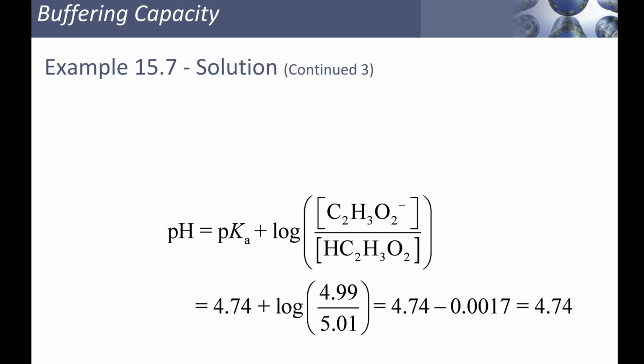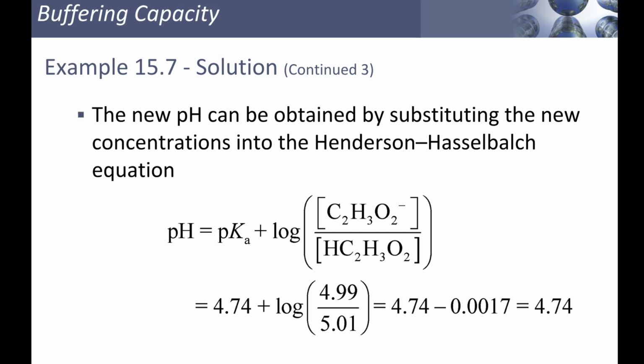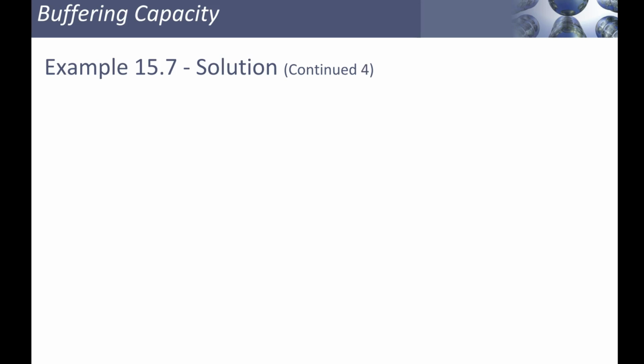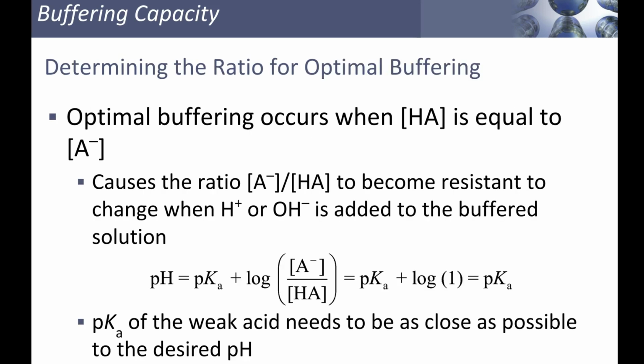Which one's the buffer? The buffering solution is your acetate ion with your acetic acid. Right, exactly. That's your buffered solution. Okay? So optimal buffering occurs when you have HA and A minus equal to each other, because then your pH and pKa are really what it is.